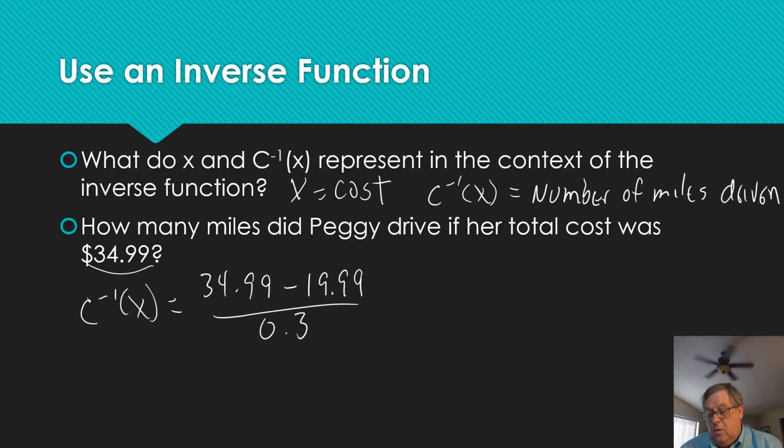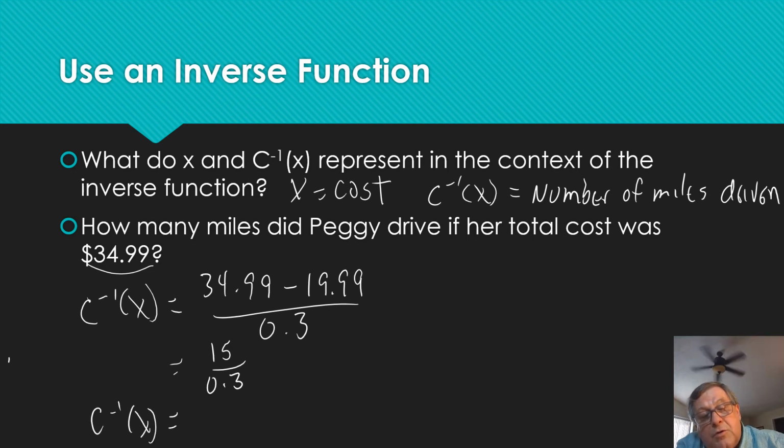Let's see, $34.99 minus $19.99 is 15. So now we have 15 divided by 0.3. And 15 divided by 0.3 is 50. So the inverse function, the number of miles driven, is 50 miles. All right, well, there's a little application of how we might want to use an inverse function.